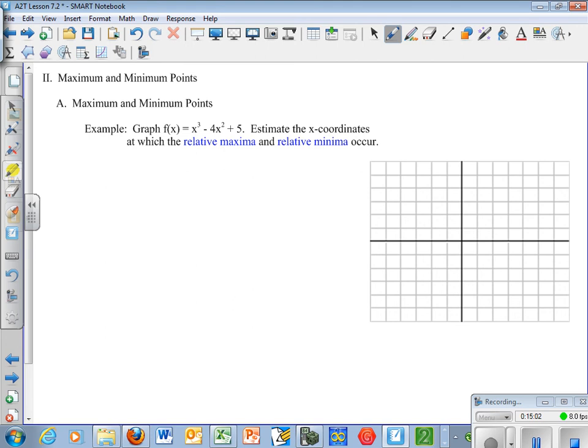Graph f of x equals this. So here's the function they give us. Estimate the x-coordinate at which the relative max and min occur. And we're estimating the x-coordinates at which they occur. So this is degree 3, or a cubic function, which means the end behavior is opposite.